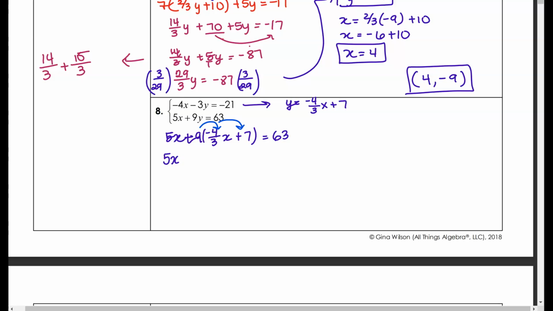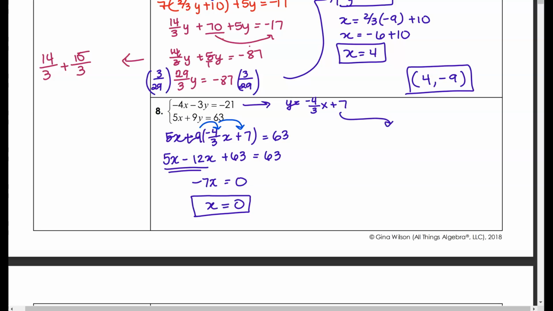So let me get rid of this. It'll be minus 12x plus 63 equals 63. Well, we can combine like terms here. So 5x minus 12x, that's going to give us a negative 7x. And then when I subtract 63 from both sides, I end up getting 0. Well, this just means that x then must be 0, which is always a nice number to play with.